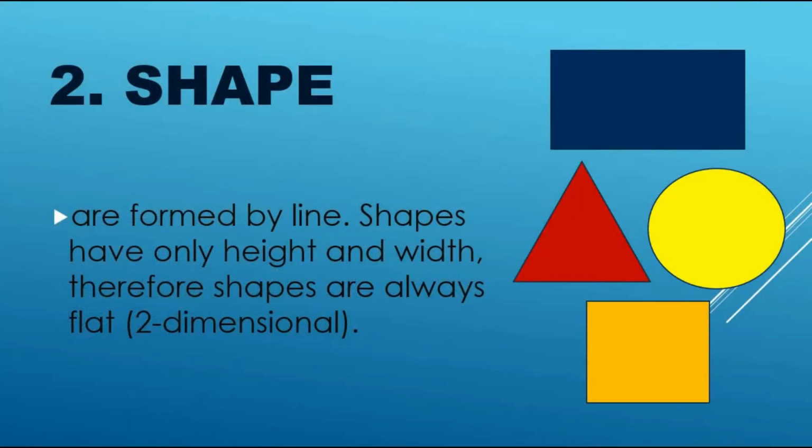Number 2, we have shape. Shapes are formed by line. Shapes have only height and width. Therefore, shapes are always flat, 2-dimensional. Most geometric shapes can be seen around us.